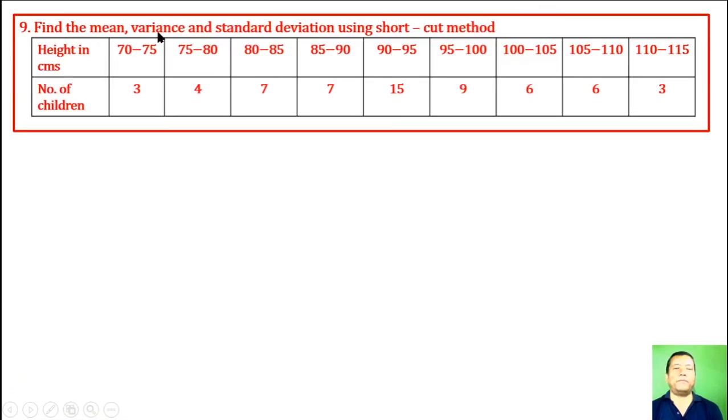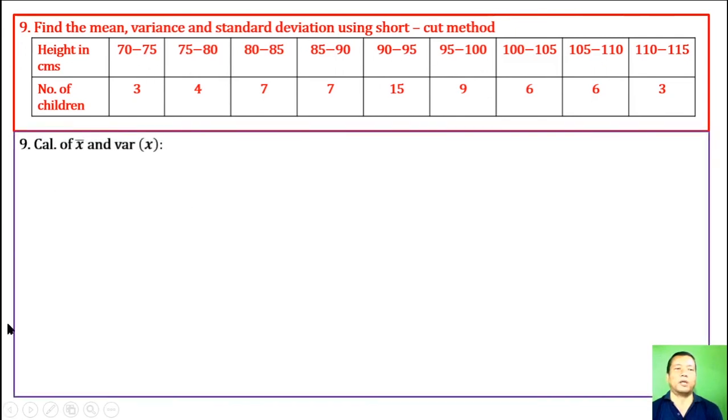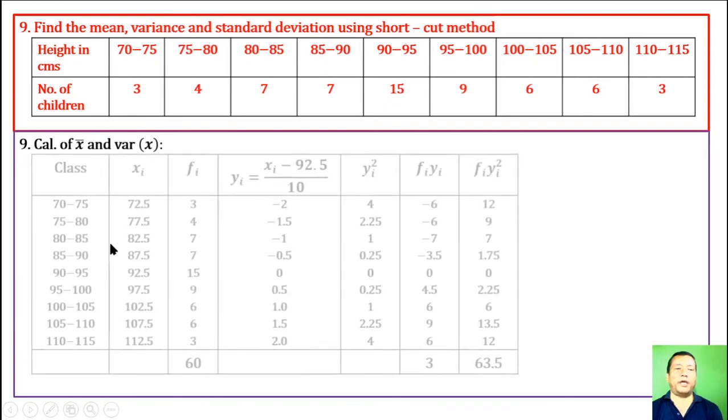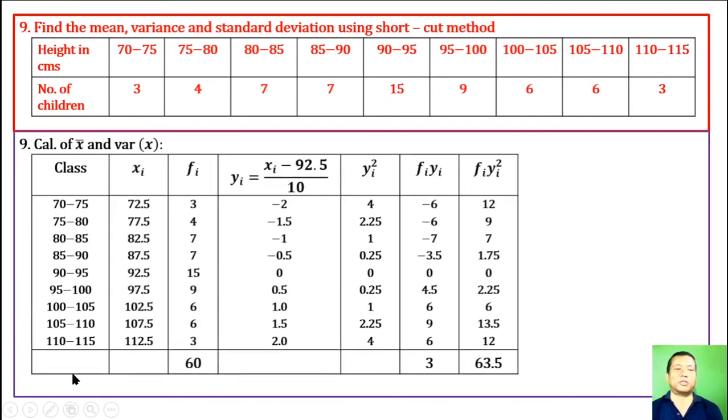9. Find the mean, variance, standard deviation using shortcut method. We have to find out these 3 quantities using the shortcut method. This is a continuous frequency distribution. Calculation of mean and variance. Make columns: class, mid value, frequency. Introduce new variate yi equal to xi minus the assumed mean. Assumed mean is taken to be 92.5. i is 10. Make these 3 columns also.